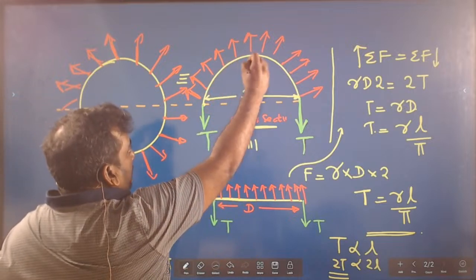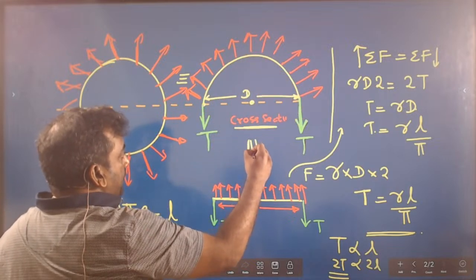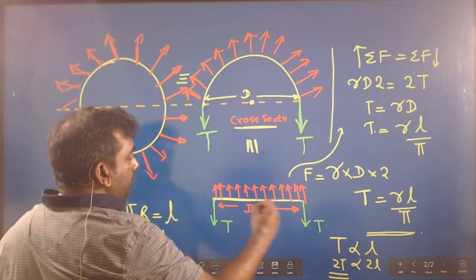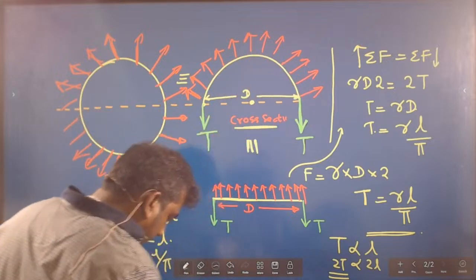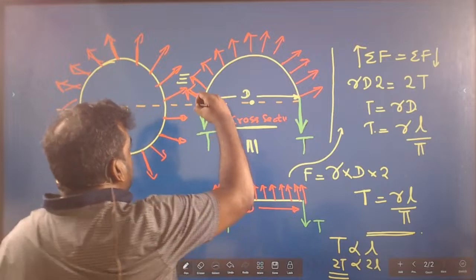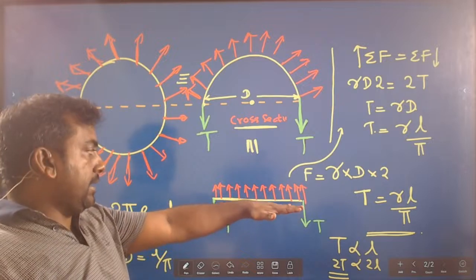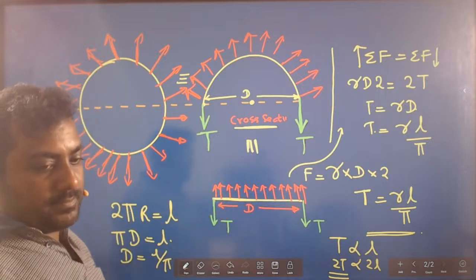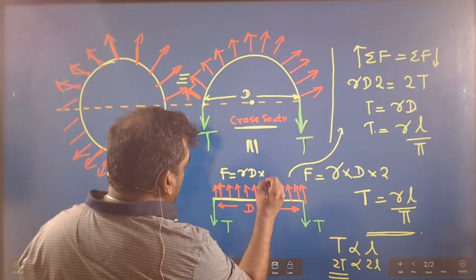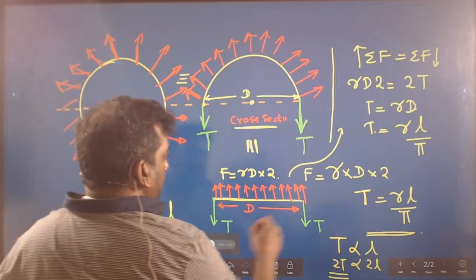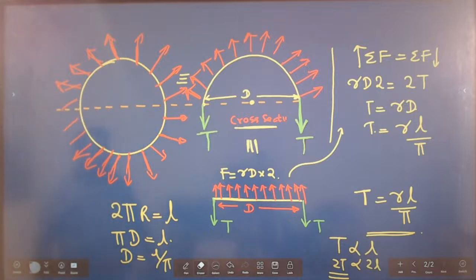And one semicircle is mathematically similar to the force, the surface tension force on the semicircle. The surface tension force on the semicircle is similar to the surface tension across the diameter. So F is equal to gamma d times 2, the surface tension along the diameter.